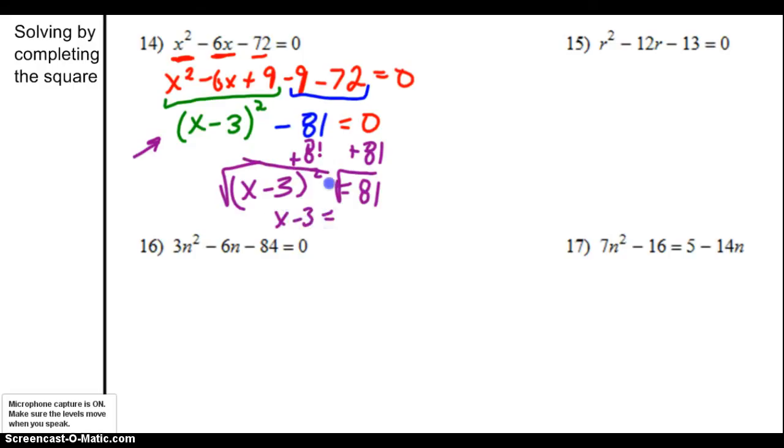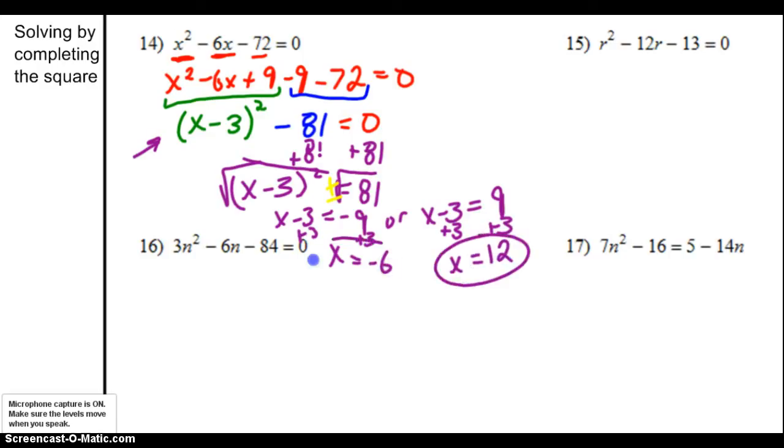So remember, that means this is plus or minus. So x minus 3 could equal negative 9, or x minus 3 could equal positive 9. And then to finish out, we add 3 to both sides of both of our equations. And we get x equals either negative 6, or x could equal 12. And there you have it. We have solved an equation by completing the square.